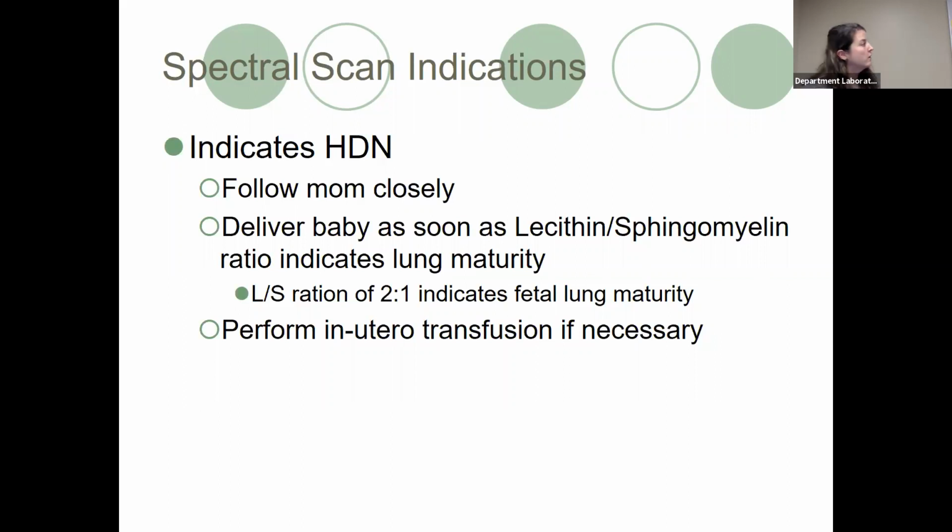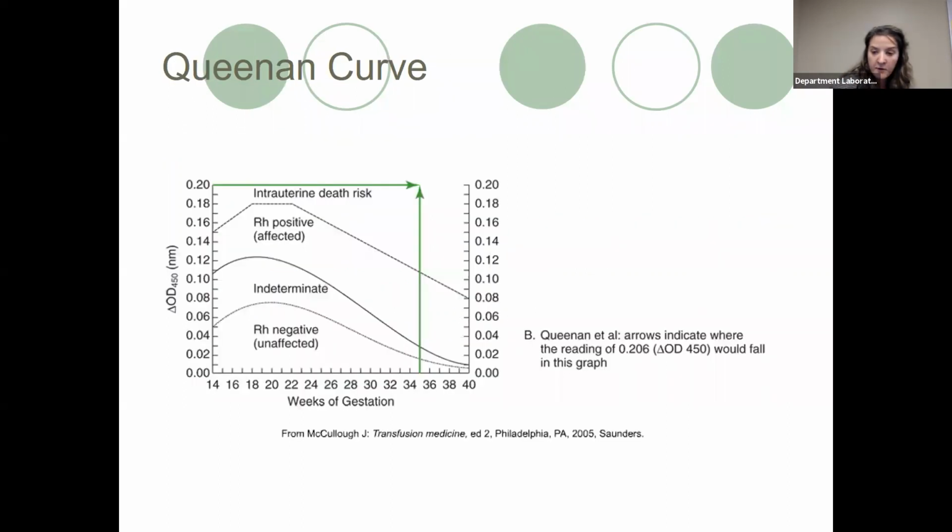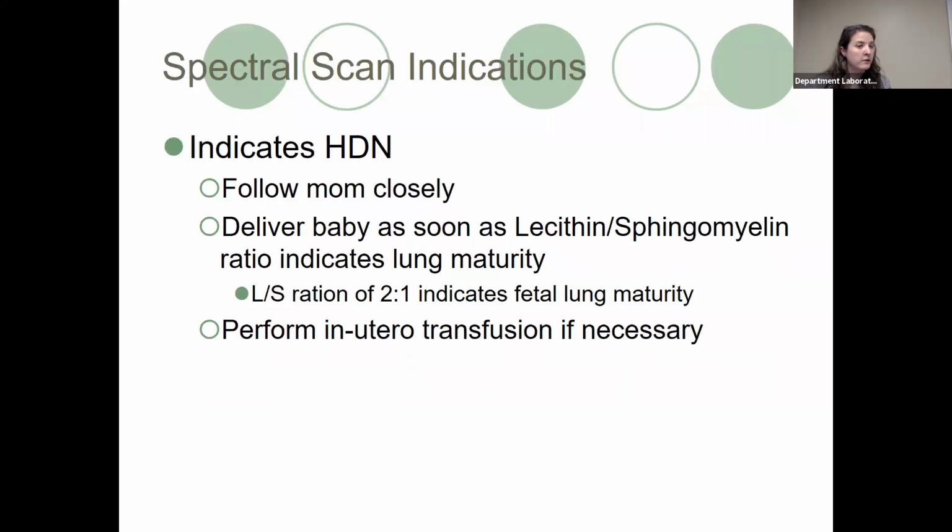All right, so if your spectral scan indicates you're in that top zone, in this area right here, they might do an intrauterine transfusion like I mentioned, or they might do an early term delivery. They might go ahead and induce labor or do a C-section, whichever they decide. All right, so if they decide to do early term delivery, they will look at your lecithin-sphingomyelin ratio. In order for early term delivery, this ratio must be greater than 2.